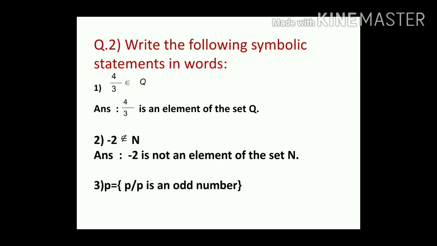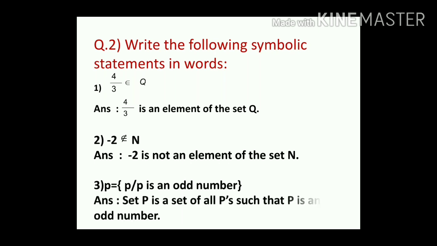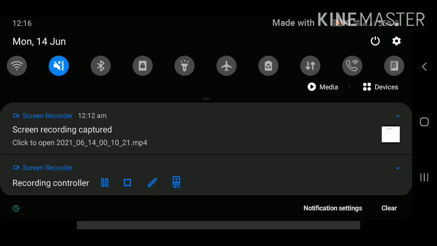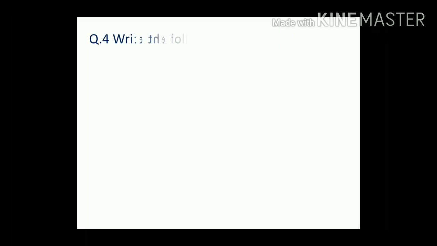P equal to, curly bracket is given, children. Inside the curly bracket P, such that P is an odd number. This we have to write in words. So how to write, children? Let's see. Set P is a set of all P's such that P is an odd number. Okay children, what we have to write? Set P is the set of all P's. Then after that, such that P is an odd number. This way we have to write in words, children. Okay. Question number 3, do yourself.